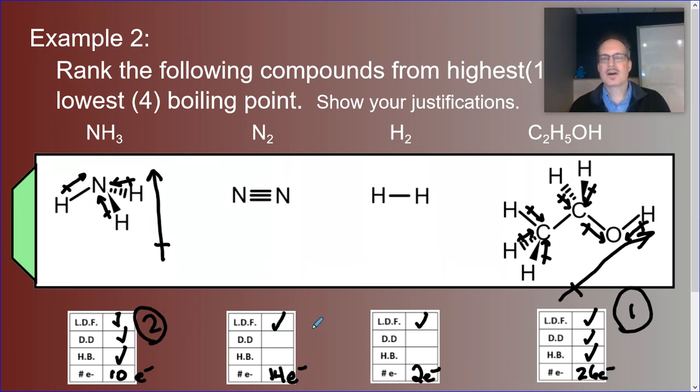Now we've got to figure out who is the next strongest or by far the most weak. Again, we have a tie again. 14 electrons compared to 2, so this one's going to be the 3rd strongest. And hydrogen, no surprise, is going to be absolutely dead last.